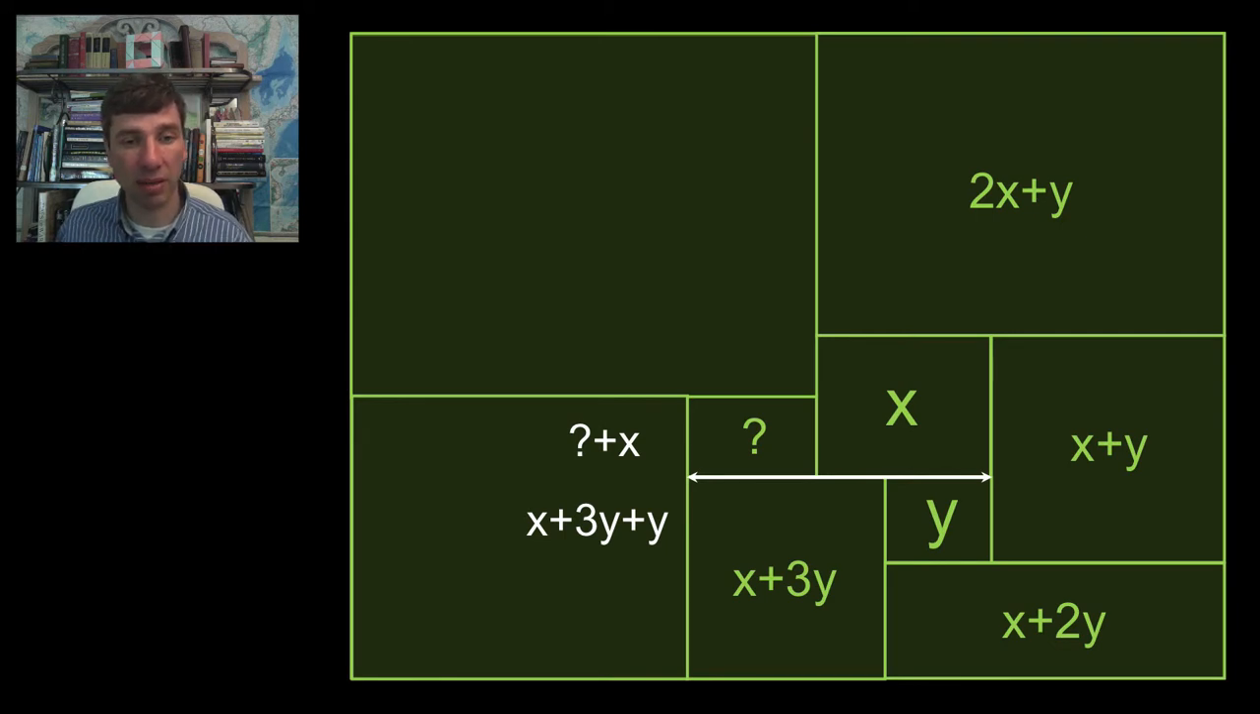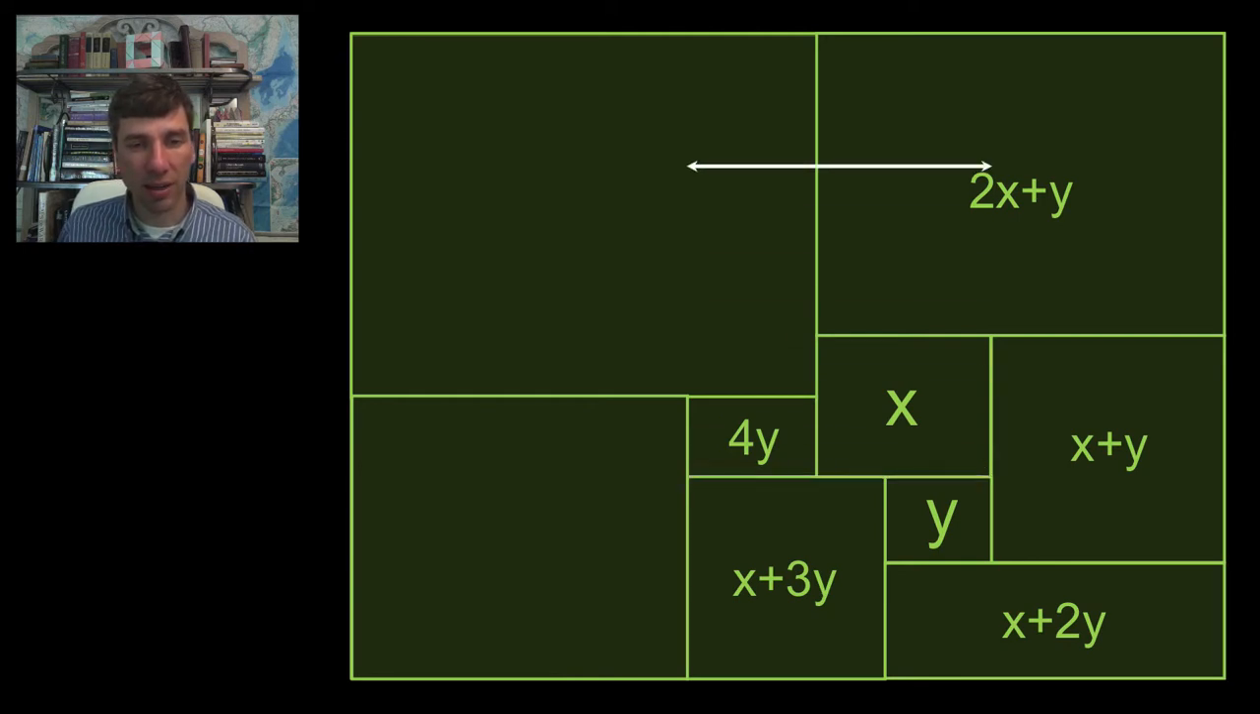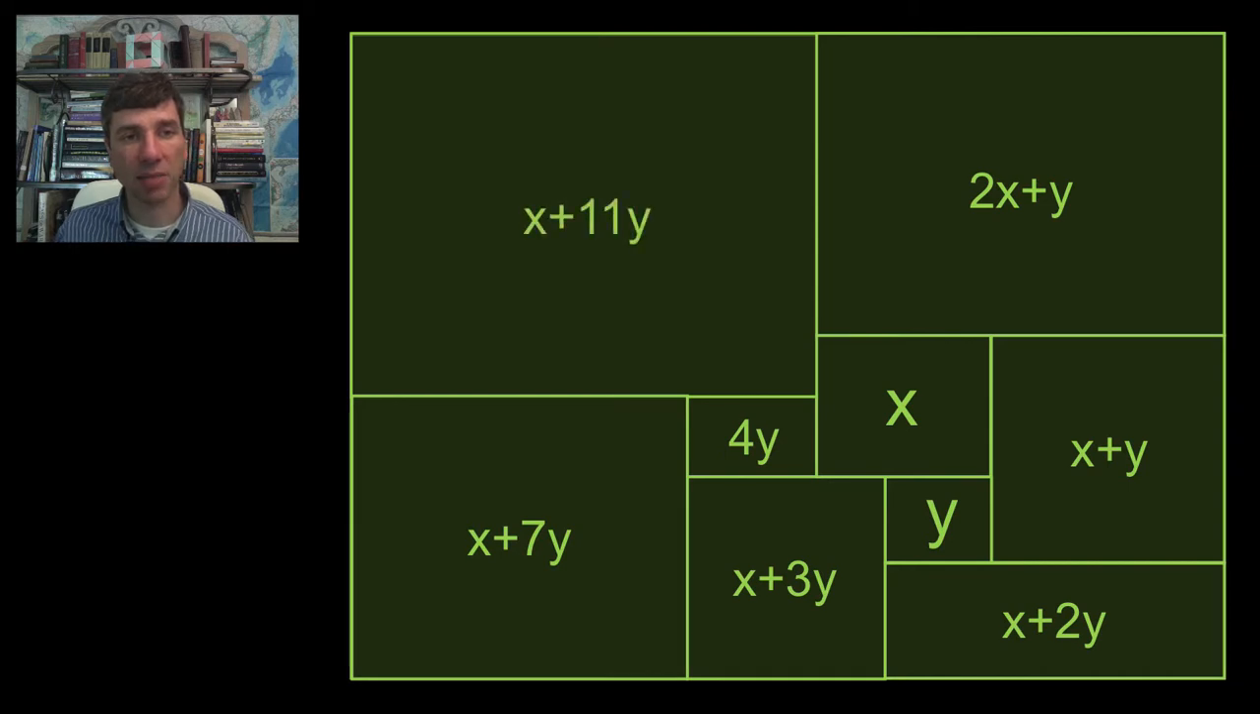So we know that we can label that as 4y. So now 4y plus x at the top is equal to x plus 3y plus y at the bottom. Solved. Okay. Knowing that, can we get any more information? Yeah, sure we can. We can get that one on the lower left, x plus 7y. And then we can use that to get our last rectangle, x plus 11y.